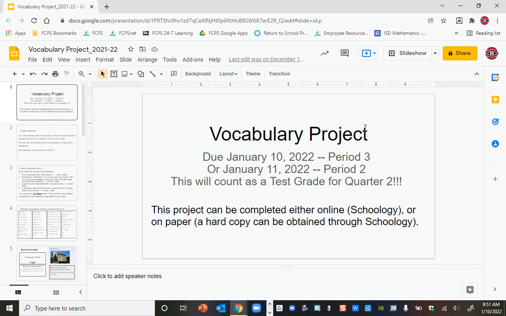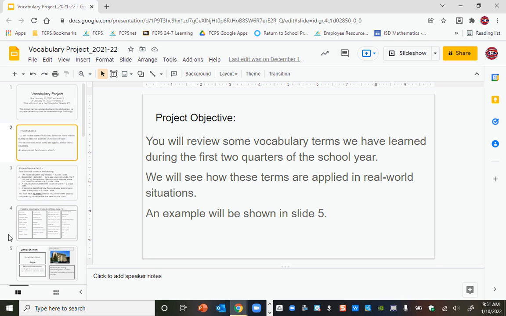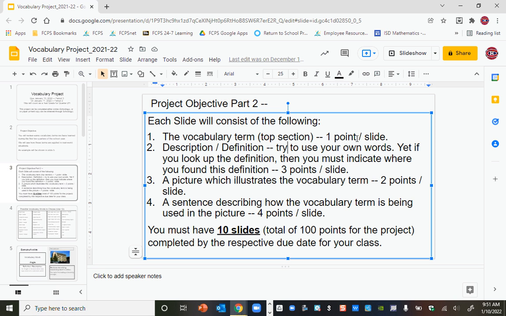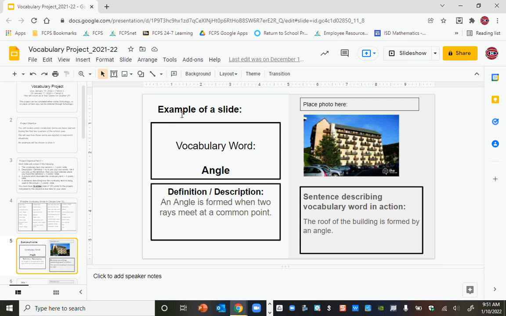This has been in Schoology, and I will show you where, because we have to go to Schoology for one other thing. It's your vocabulary project. The goal: look over these vocabulary terms. In each vocabulary term, 1 point. Description, definition, 3 points. Picture, 2. And then a sentence, 4. You have to do at least 10 slides.